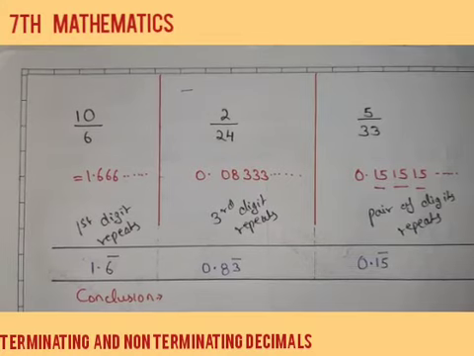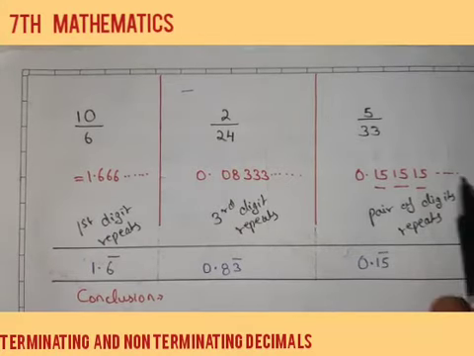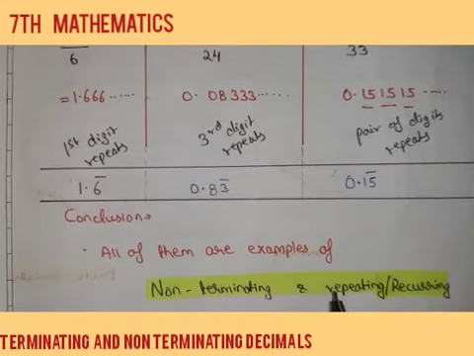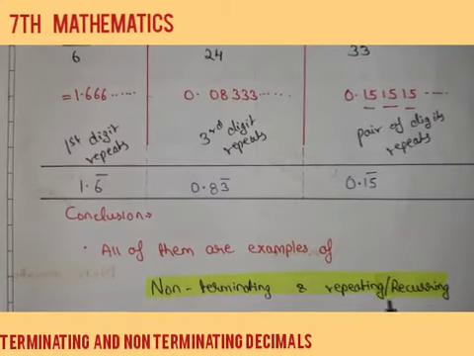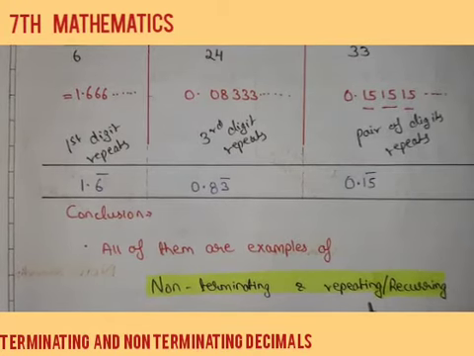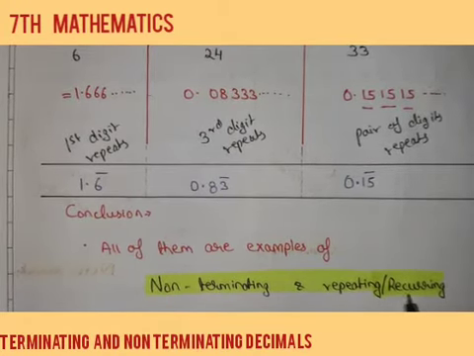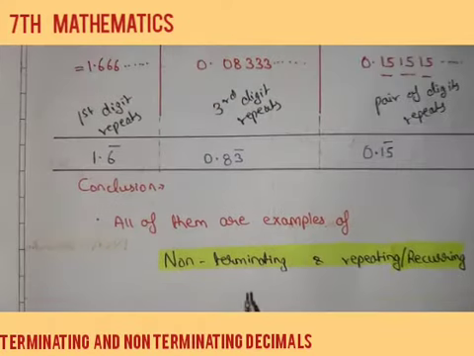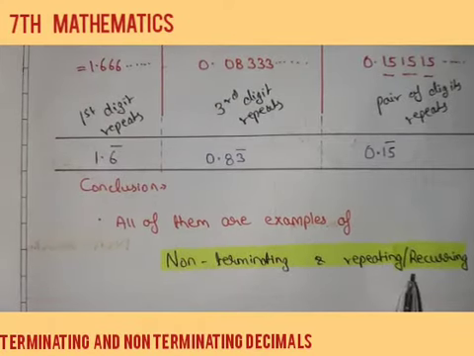Thus we can come to a conclusion that all of them are examples of non-terminating and repeating or recurring decimals. Recurring means to repeat. So either you say repeating or recurring. In some books you find recurring instead of repeating. Both are the same. All of them are examples of non-terminating and repeating.